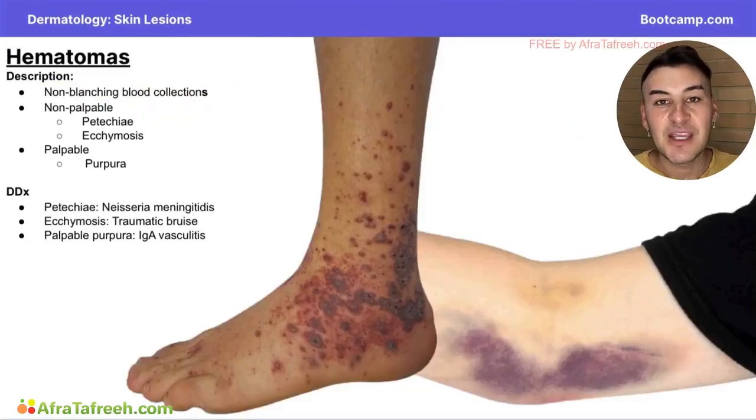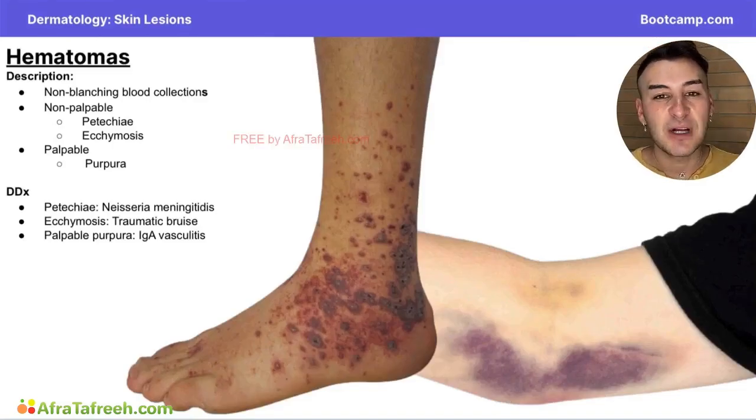Next, let's talk about hematomas, which are going to be non-blanching collections of blood that are usually purple, pink, red, or even yellow-brown in color, depending on the age of the lesion and the location that it's in.